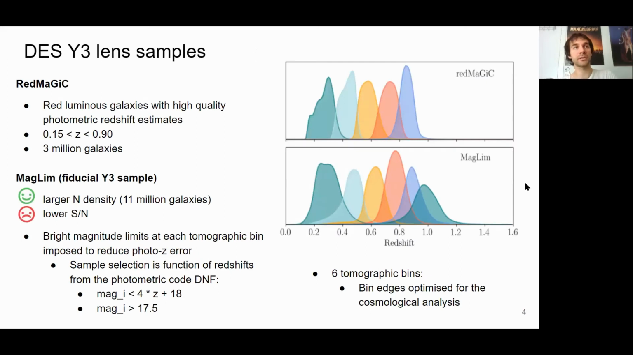As an additional level of robustness to our results, we have used 2 different lens samples. The redMaGiC sample, that is formed by luminous red galaxies with very high quality photometric redshifts, covering the redshift space between 0.15 to 0.90 and containing about 3 million galaxies. And the MagLim sample, which is the fiducial Y3 sample, that contains about 11 million galaxies, but in turn has a lower signal-to-noise. This sample is computed by applying a cut in magnitude i as a function of the photometric redshift. The photometric redshift is determined with the DNF code, and this sample contains 6 tomographic bins, whose edges have been optimized to perform cosmological analysis.